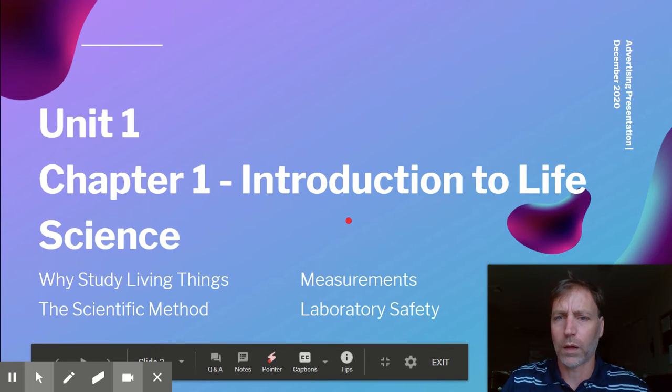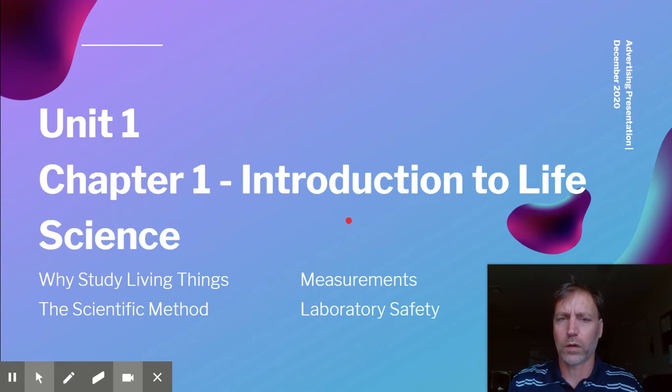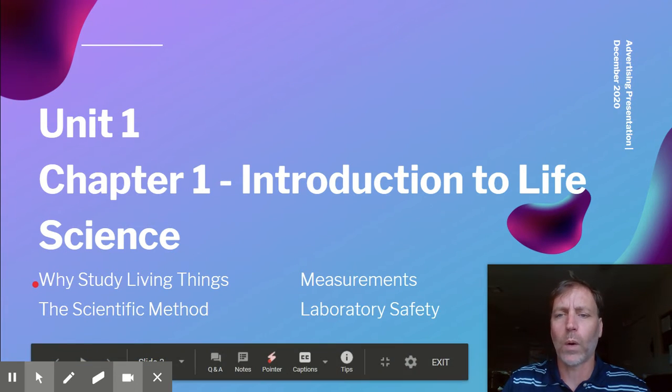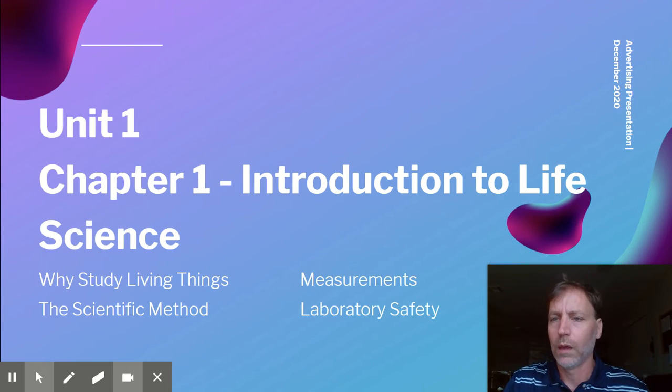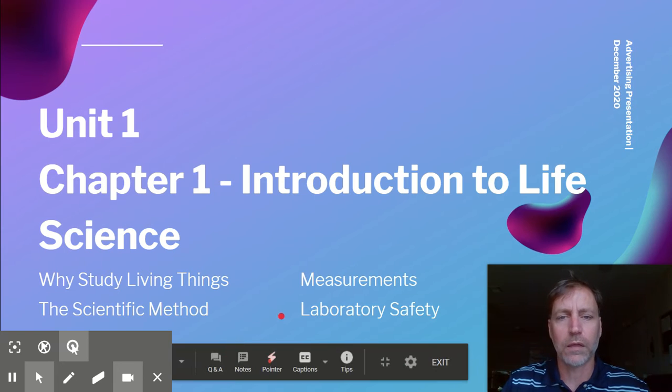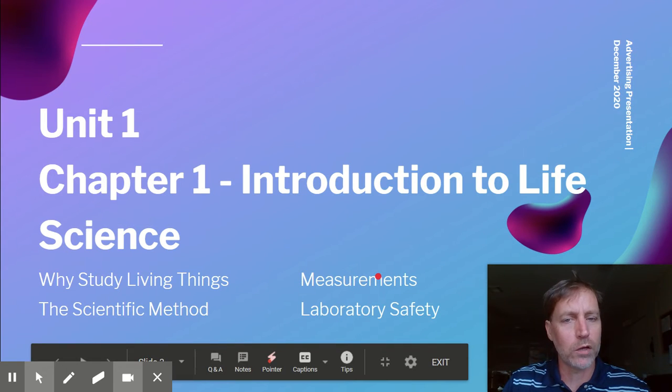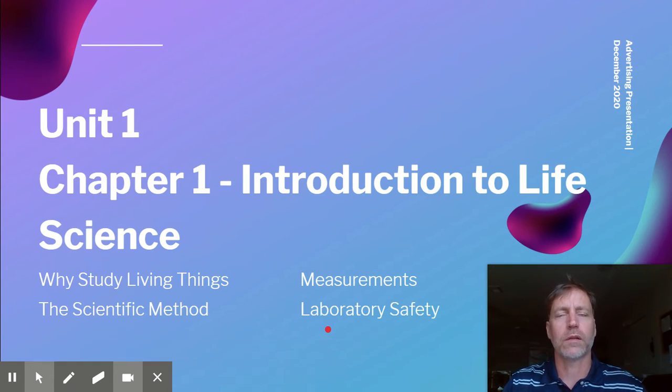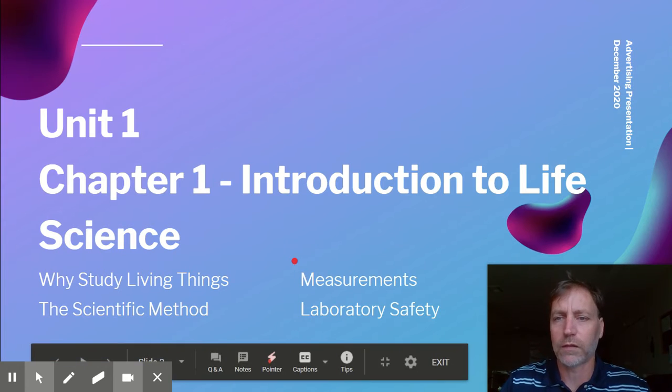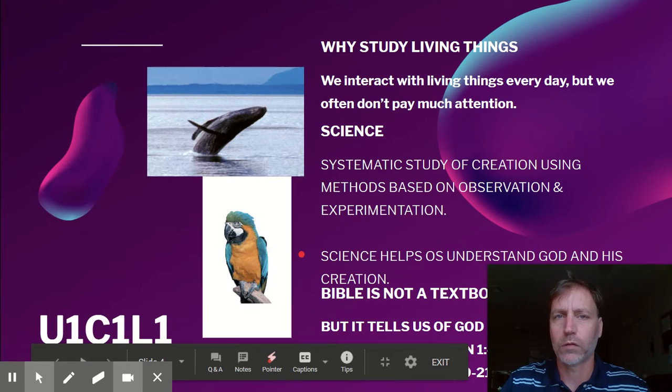So let's talk about what chapter one is going to look like. Chapter one is the introduction to life science. We're going to talk about why we even study living things. What's the big deal? The second is the scientific method, and we'll talk about how we measure things, and lastly, lab safety. So our first chapter covers four topics over four different lessons, and this is lesson one of chapter one. So let's get into it.